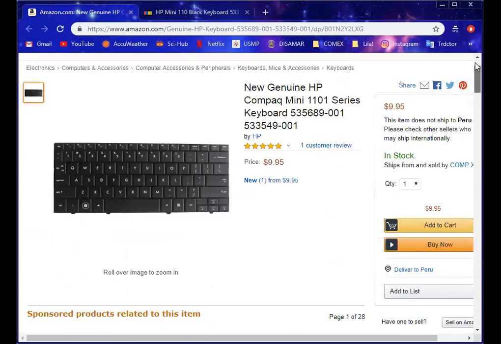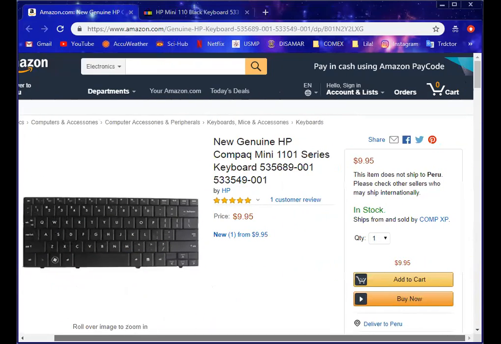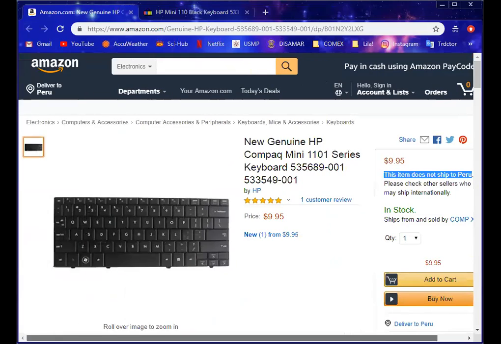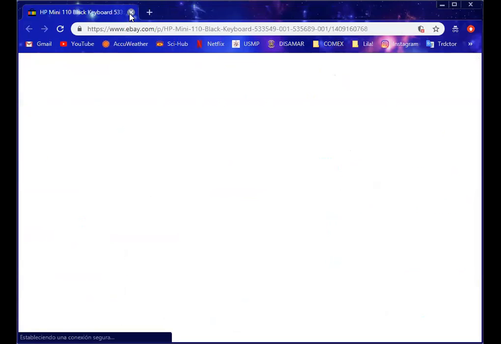And now we're going to check if we can send it here. So unfortunately, this product does not ship to Peru. So in this case, we will have to pass on it. And we will go to the next one.